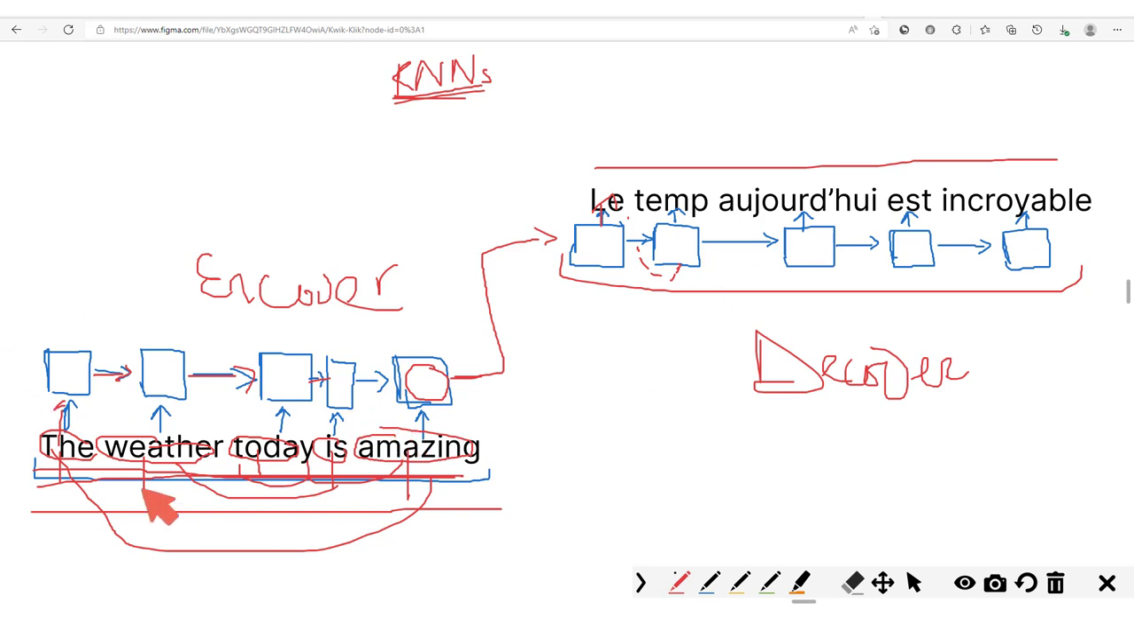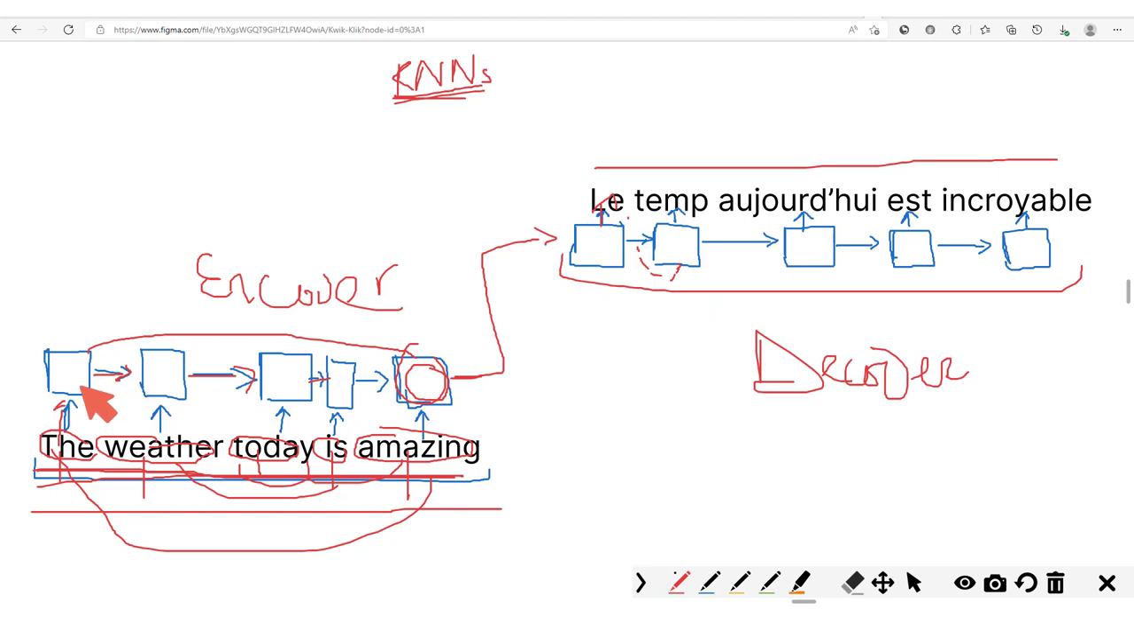But then the problem with this method is that, first of all, if we have a very long text, it may become difficult for information to flow from these first blocks here to these final blocks. And given that even as humans we know the importance of taking into consideration previous context when trying to carry out a task like translation, this kind of problem will lead to very poor results.